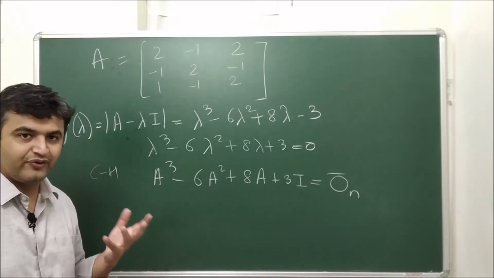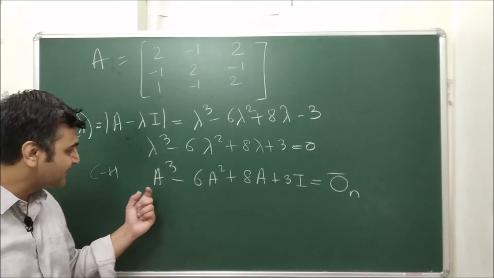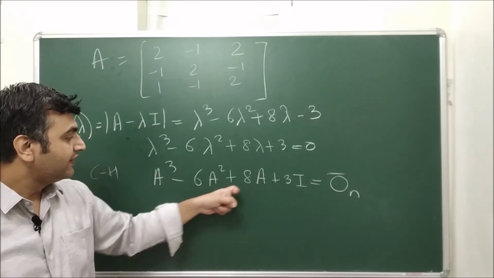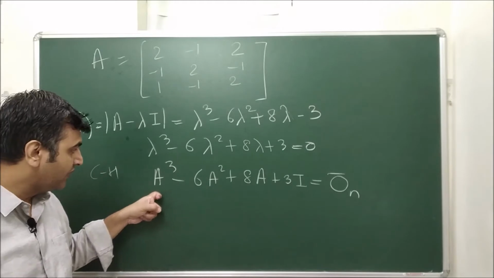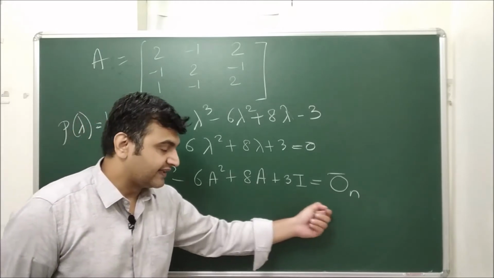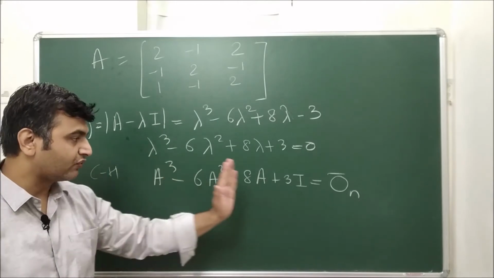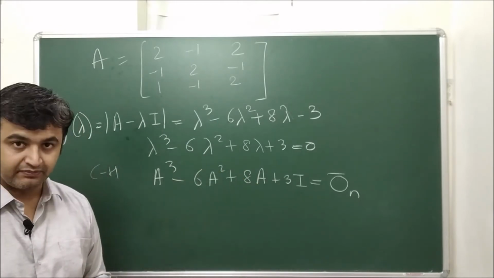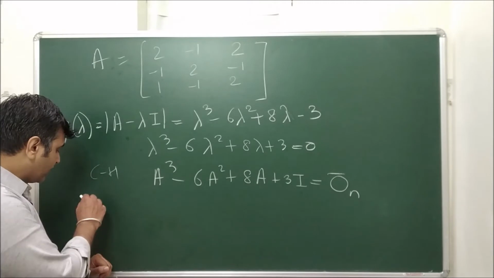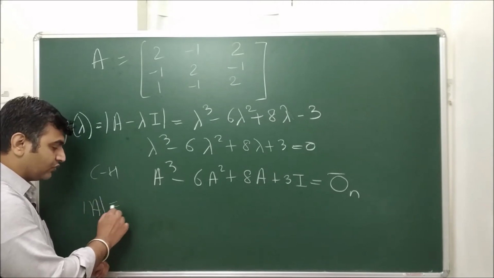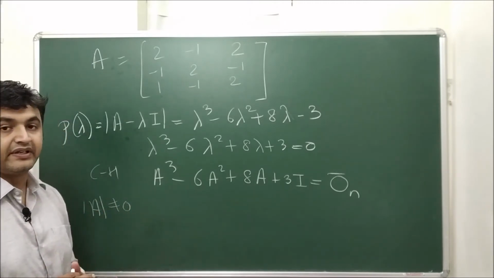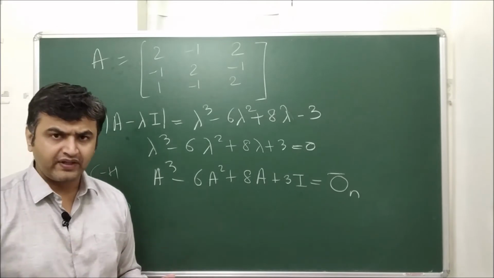If you don't trust it, you can simply find this value. You have A, you find A square, find A cube, plug in on the left hand side, and your answer will definitely come out to be 0. So this is what we have by the Cayley-Hamilton theorem. Now suppose the determinant of A is non-zero, that means A is an invertible matrix. Then you know how to find the inverse.